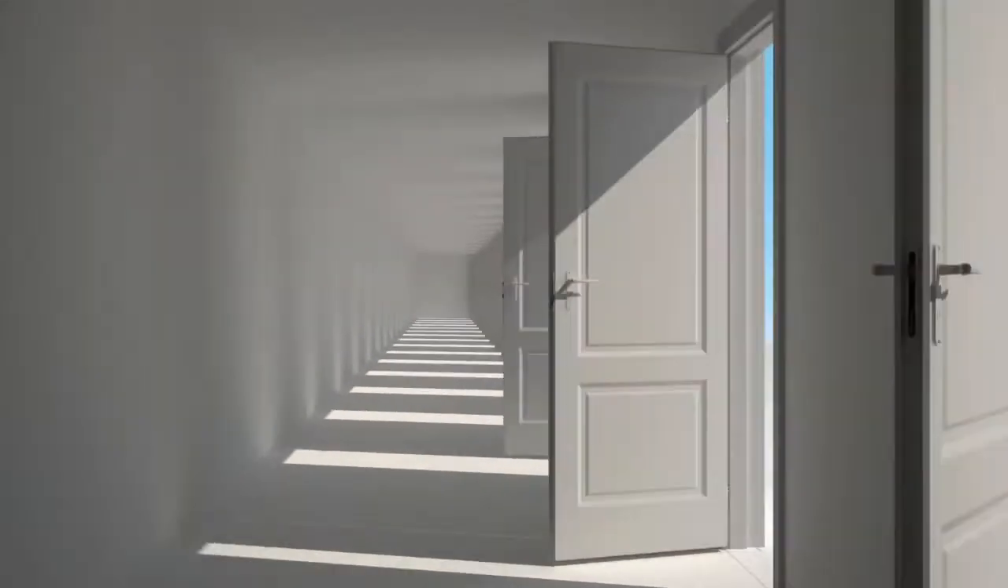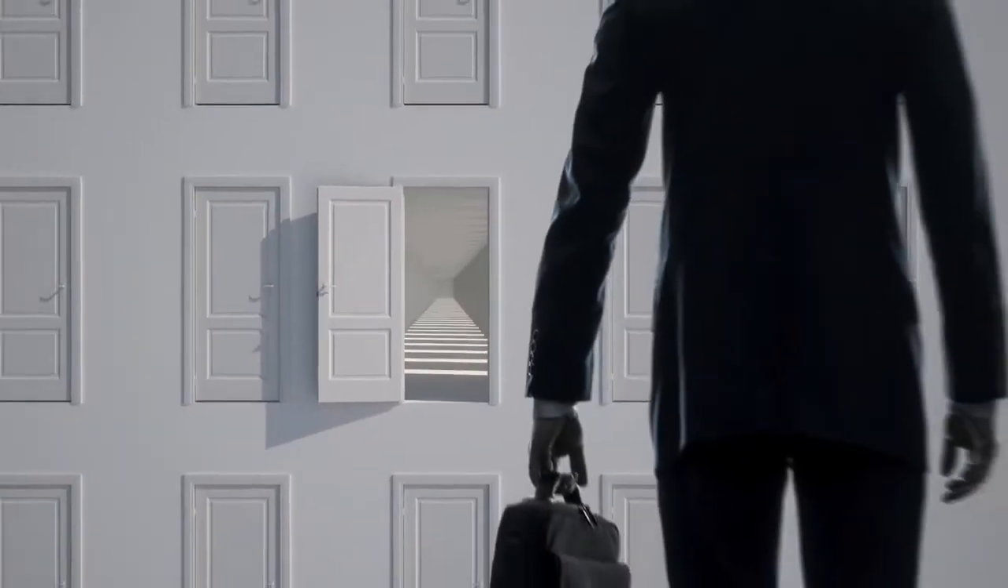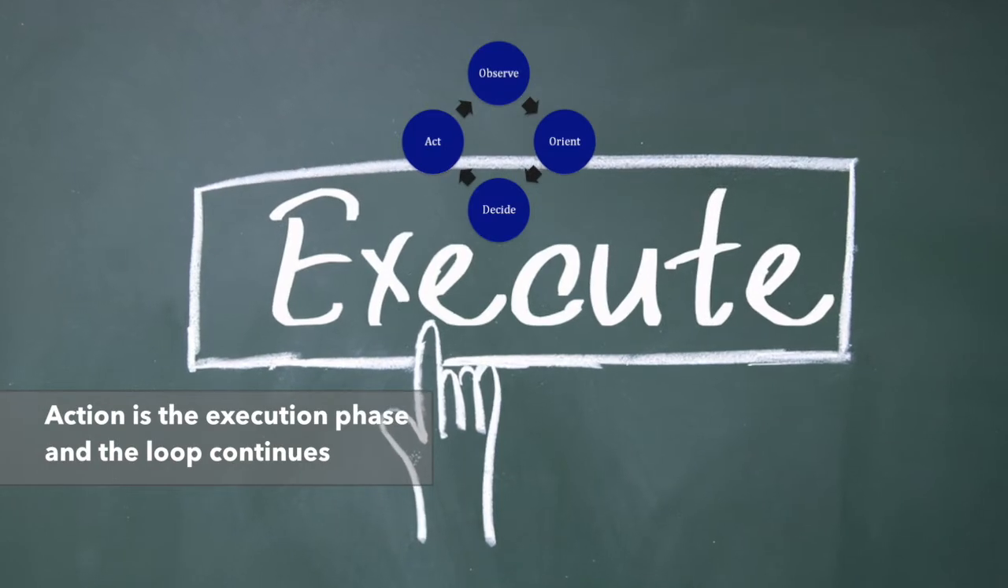The next process is to decide on options and select one path. Then, finally, you move on to action, which is the execution, and the loop continues.